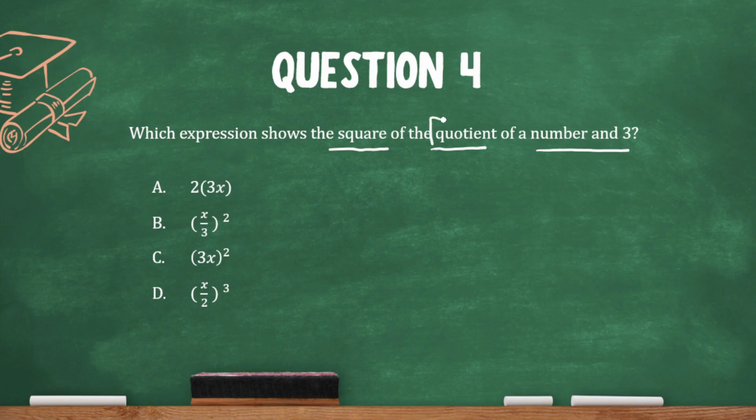Okay, so let's do this part first. The quotient of a number and 3. Quotient means divide, and we can show that in a fraction. So that part would look like this.